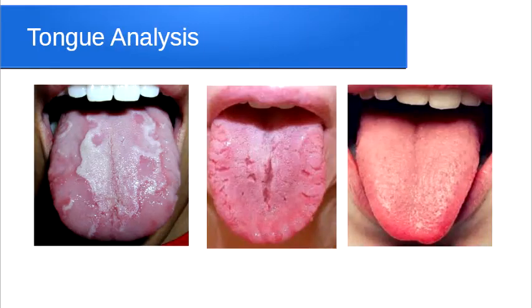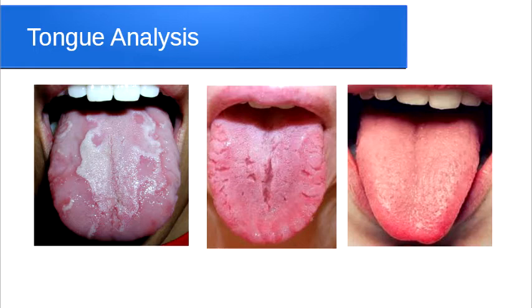Tongue analysis is something else I use. We can see that these are all rather different, and they're not going to respond to the same herbs or the same treatment the same way. But tongues actually match up well to a lot of the constitutional signs that I look for.